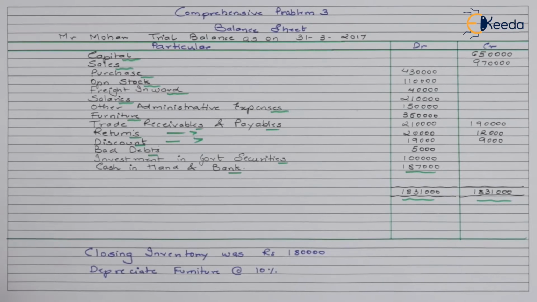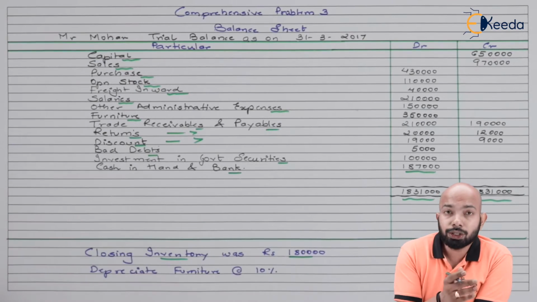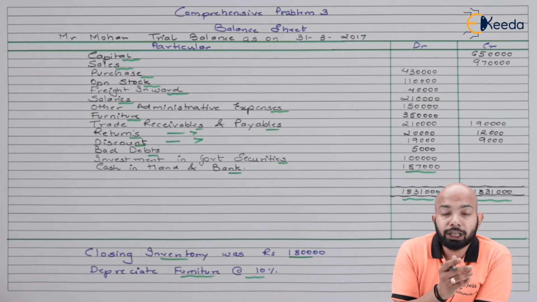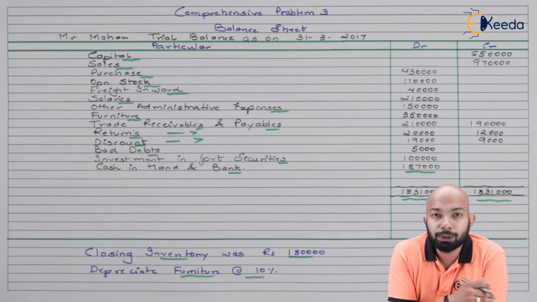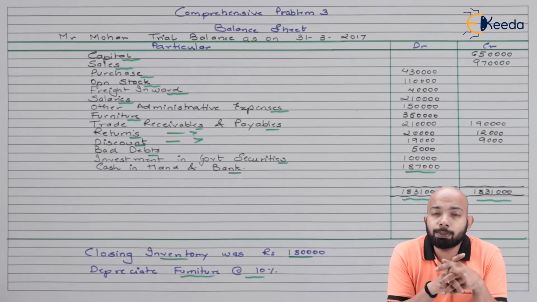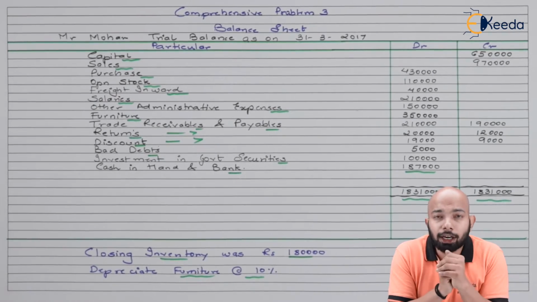Let's read them out. Closing stock has been valued at 1,80,000. We have to depreciate furniture by 10%. Now, when all these details have been given, the first step that we'll be doing is preparation of trading account. So let's start with that.